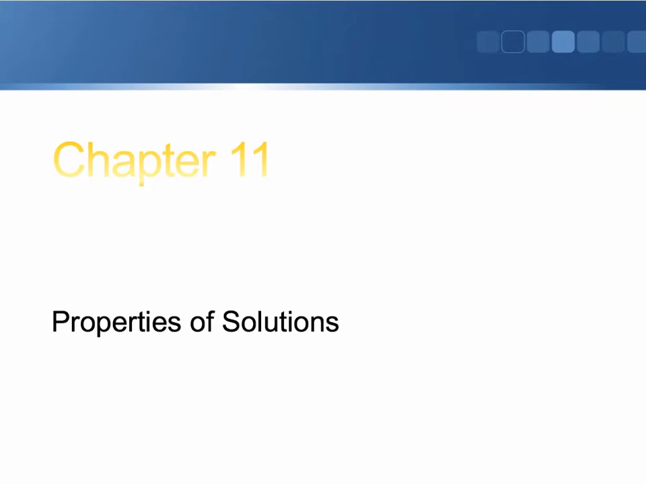In Chapter 11, we're only going to cover a couple of definitions and sections. Most of this unit has been cut off the AP test. It's not very involved at all. We're going to do a little bit of review of lattice energy, some very simple definitions, and then some concentration calculations.